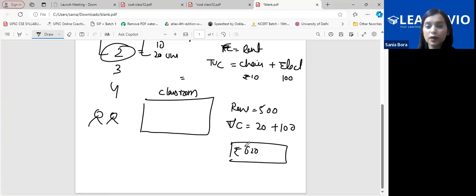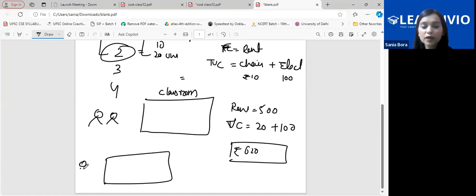Yes, this is case 1. Okay, now case 2, you had 4 students. So what will be the scenario? Rent would be 500 only. Yes, and variable cost would be, now how many chairs will you use? 4. So 40 plus, and electricity will be same only, right?